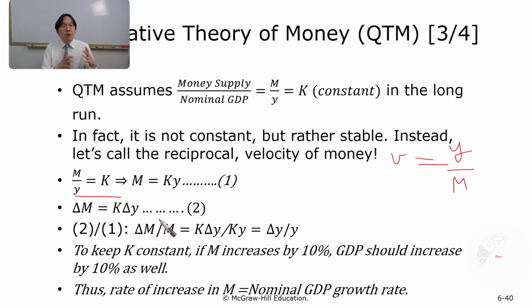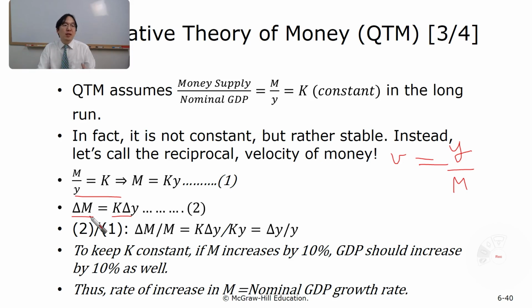Over time, money supply may change. That's delta M. Money supply in last year and the money supply this year. What's the change? The amount of change is delta. Okay? And then this one should be the change in kY. And remember, k is a constant, but Y, the GDP, changes over time. So we can see that the right hand side will be k times the change in GDP, or change in Y.